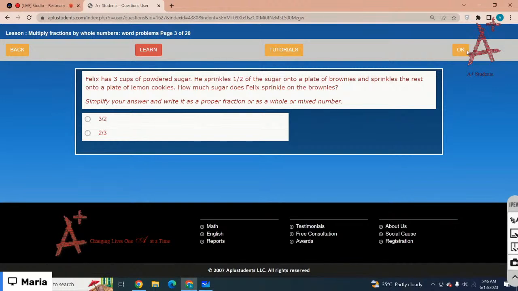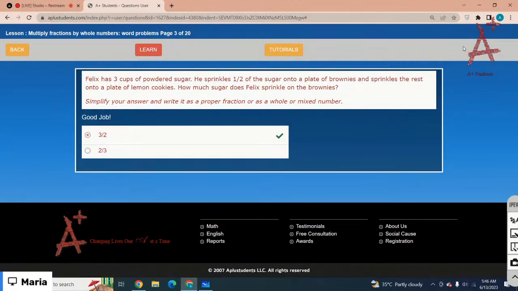You have to do 3 times 1 over 2, so it would be, very good, 3 over 2. The correct option is 3 over 2.